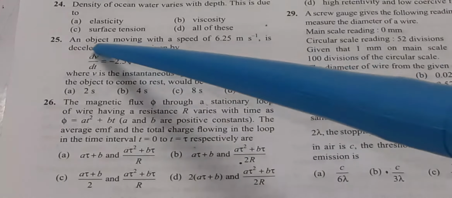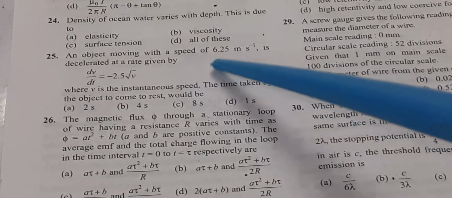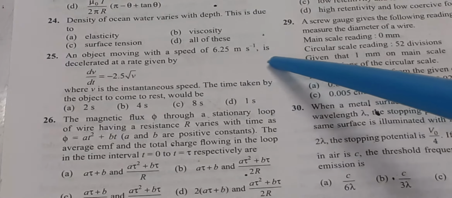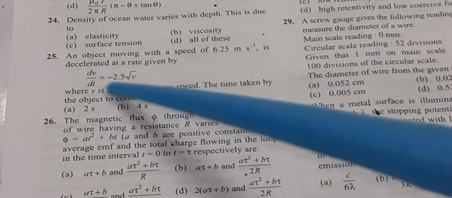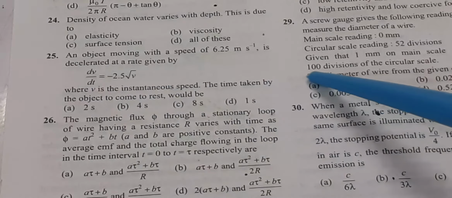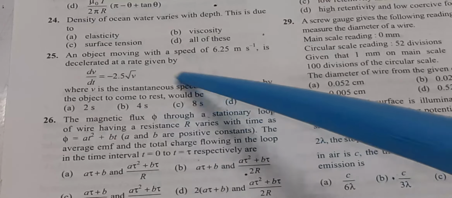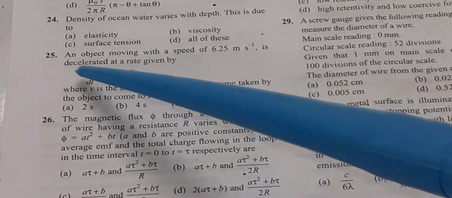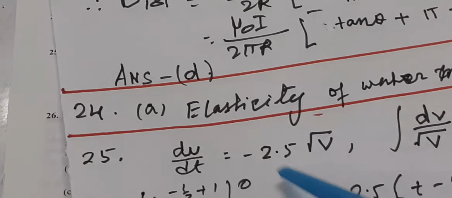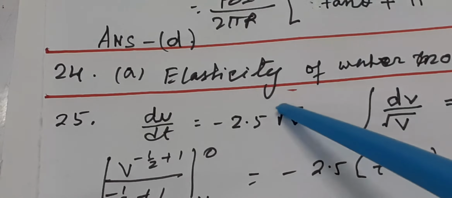Next job is this one, 25th. An object moving with a speed 6.25 meter per second decelerates at a rate given by this expression, where v is the instantaneous speed. The time taken by the object to come to rest. Ultimately you have to go for rest. Now dv by dt is given, just rearrange and you will get this type of expression, that is root under v is there, you can see.